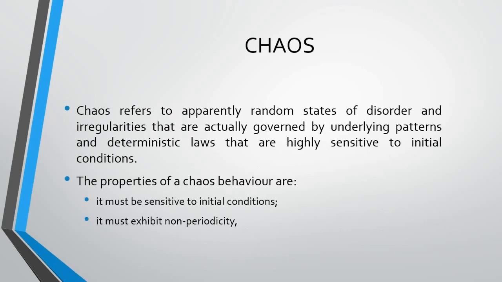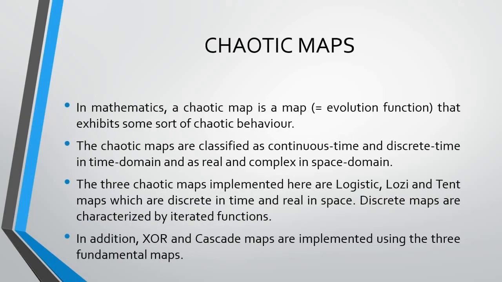So before going into chaotic maps, I will explain what is chaos. Chaos is the disorder or the randomness which is present in the patterns of the state variable. The properties are: it must be sensitive to initial conditions and it must exhibit non-periodicity. For chaotic maps, there are mainly two parameters. One is a controlling parameter and another is a state variable. So based on these two parameters, the chaos of a function will be determined. So a chaotic map is a function that exhibits some sort of chaotic behavior.